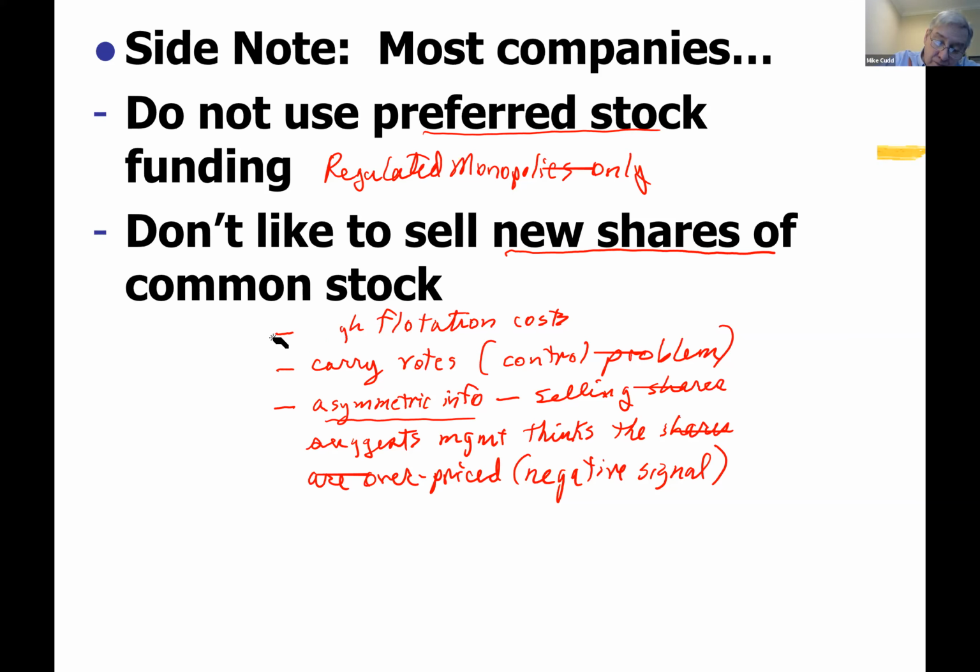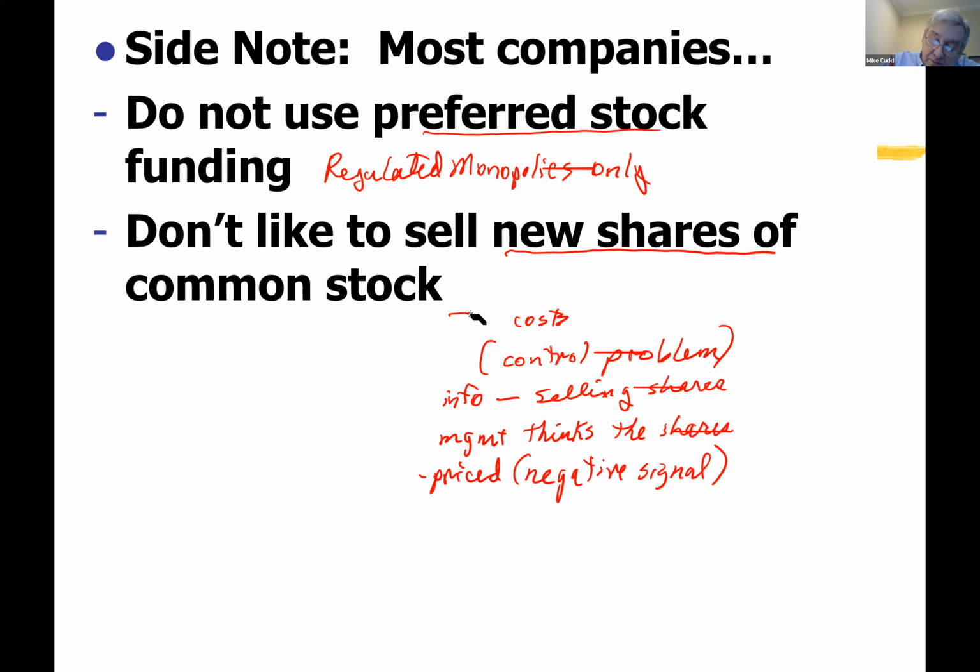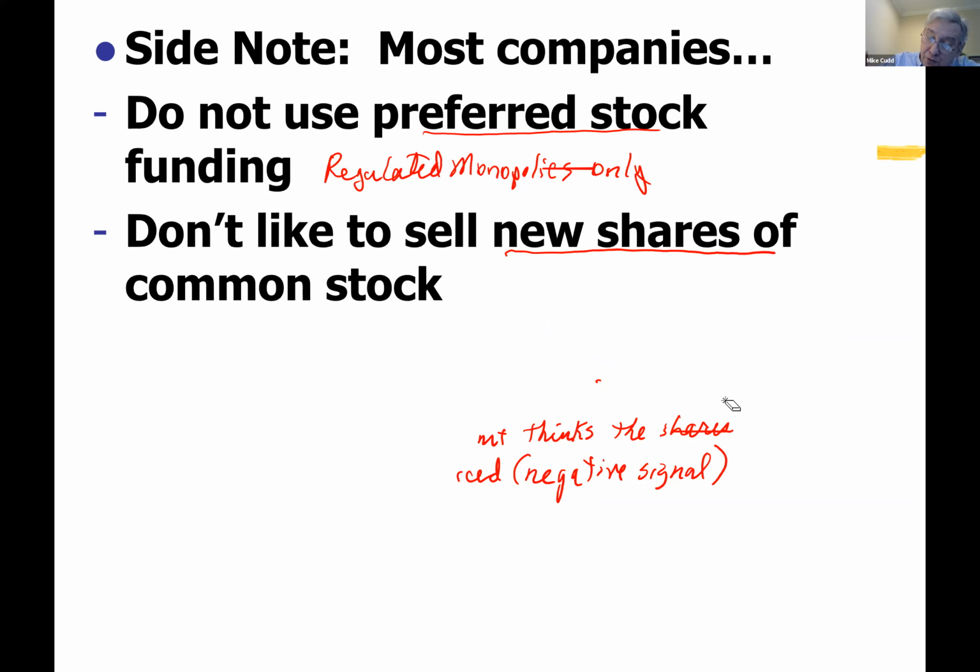So, as odd as it may seem, most companies don't like to sell preferred and they don't like to sell new common stock. What does that leave? That leaves long-term debt and retained earnings.